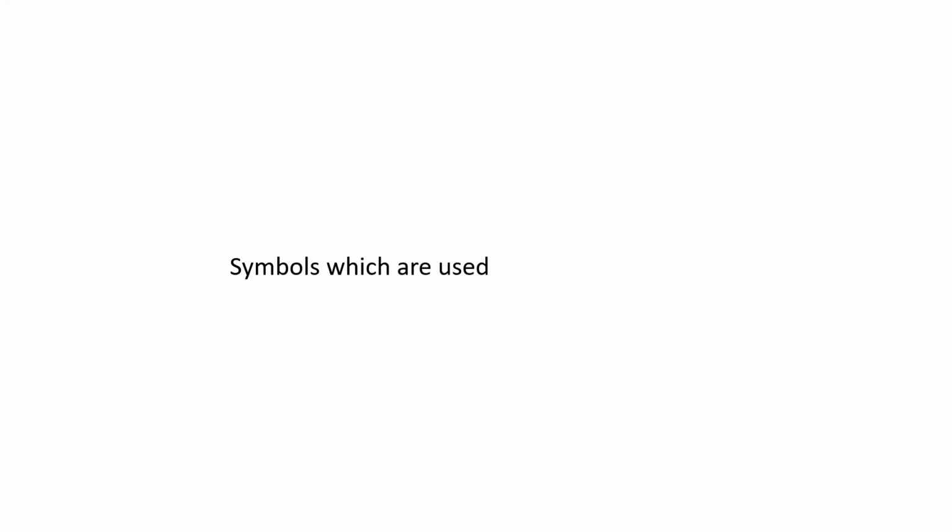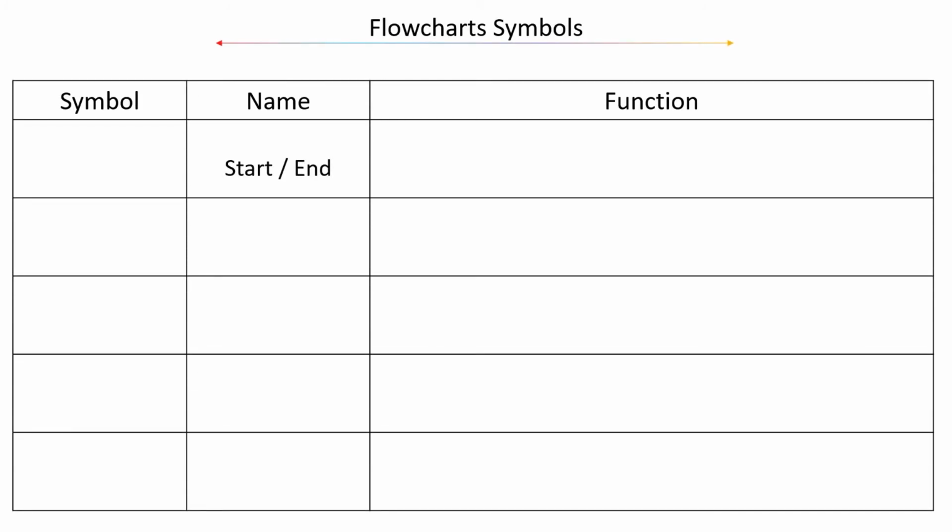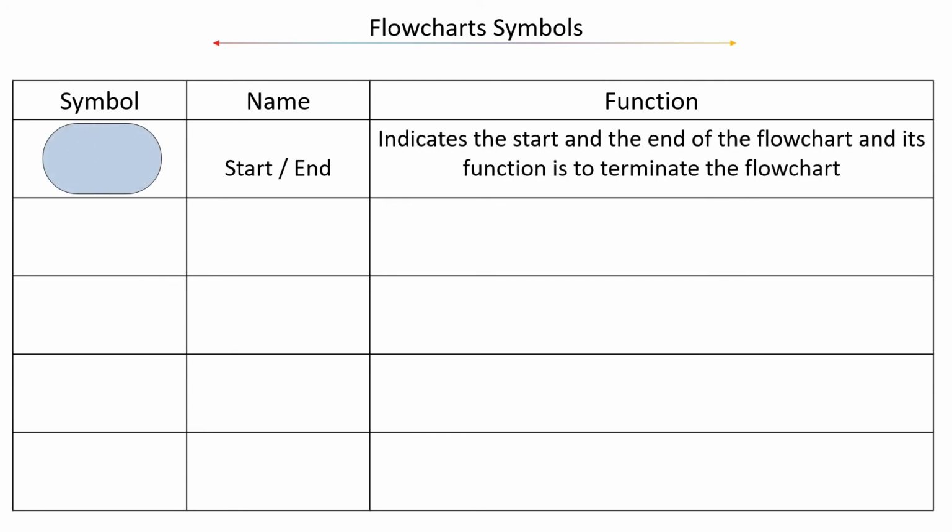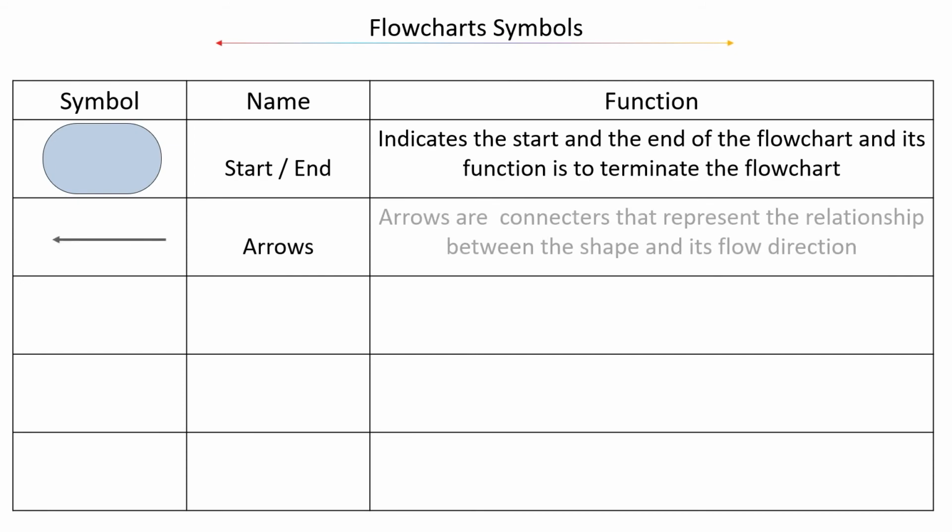Symbols which are used in writing flowcharts are given here. Start or end symbol. This indicates the start and the end of the flowchart, and its function is to terminate the flowchart. Arrows. The arrows are a connector that represent the relationship between the shape and its flow direction.